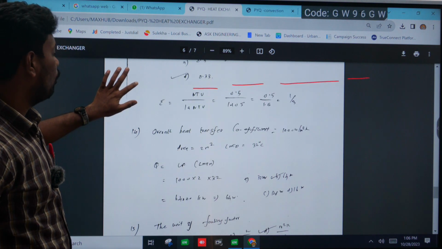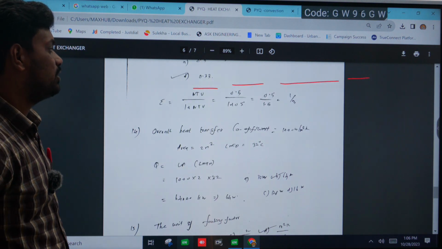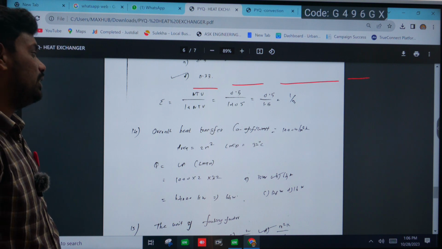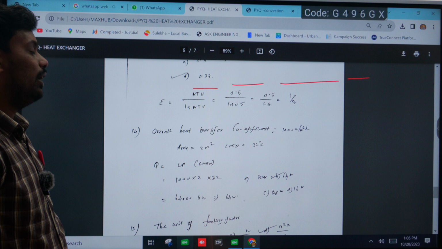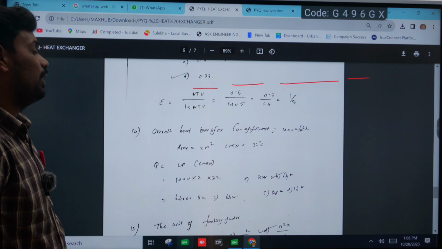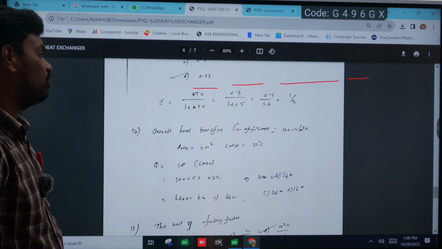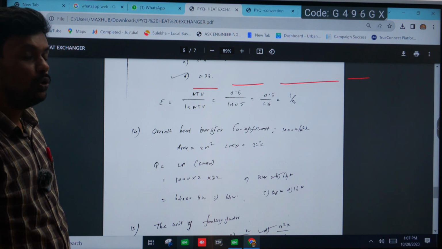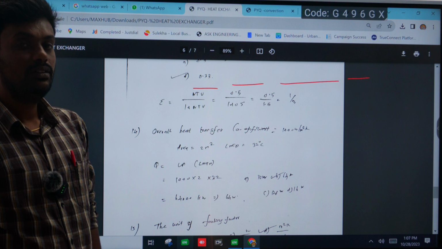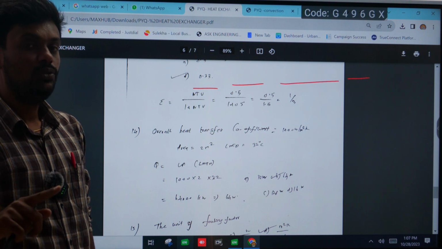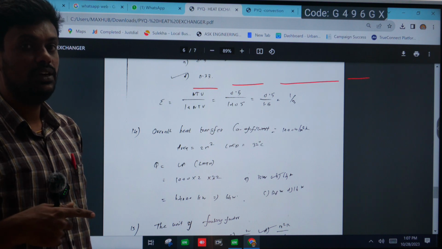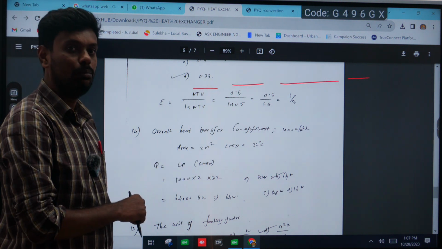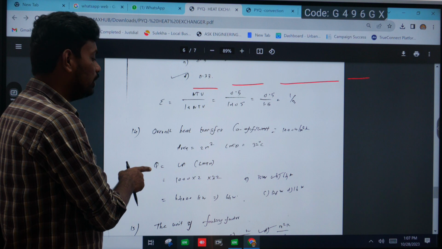Next. The overall heat transfer coefficient is given as 1000 watts per meter squared Kelvin. The area of the heat exchanger is 2 meters squared, and the logarithmic mean temperature difference is given as 32 degrees Celsius. Find out the heat lost. In the heat exchanger energy balance also we have seen this. If you watch my previous video, you will see that the equation I have written there is Q equal to UA into delta T or LMTD. So here they are asking only for Q.